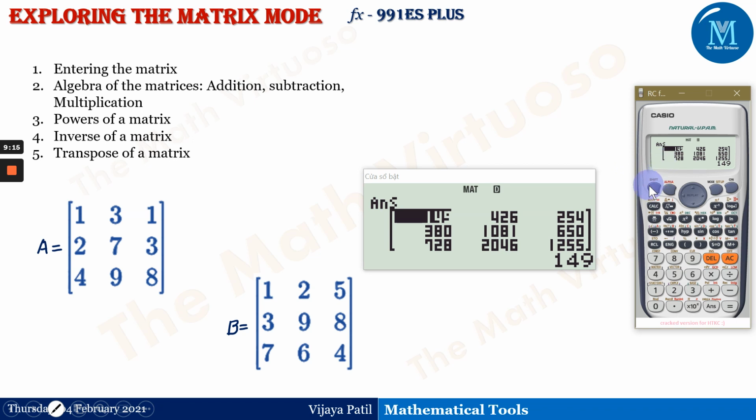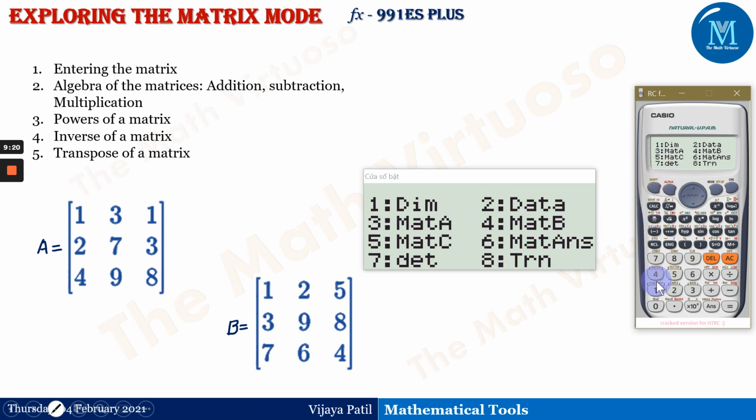And we have used the operation of Shift 4 and Math Answer, which means we have used the previous result. Now in the Math Answer, immediately we have done A cube. If I wanted to go for A to the power 4, I can go ahead by doing the same thing that I have done in the previous case, into A. So that means you can go for the power of a matrix.